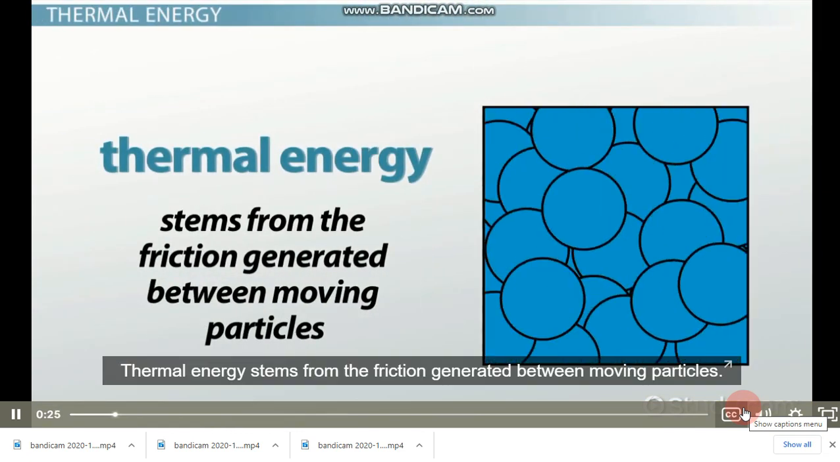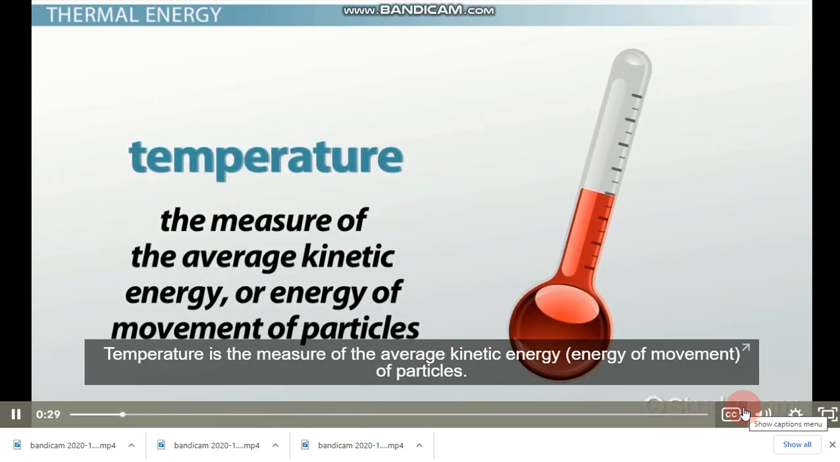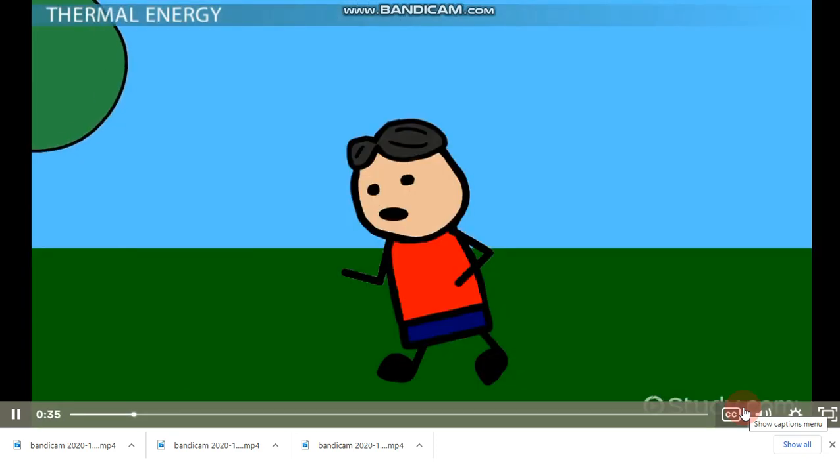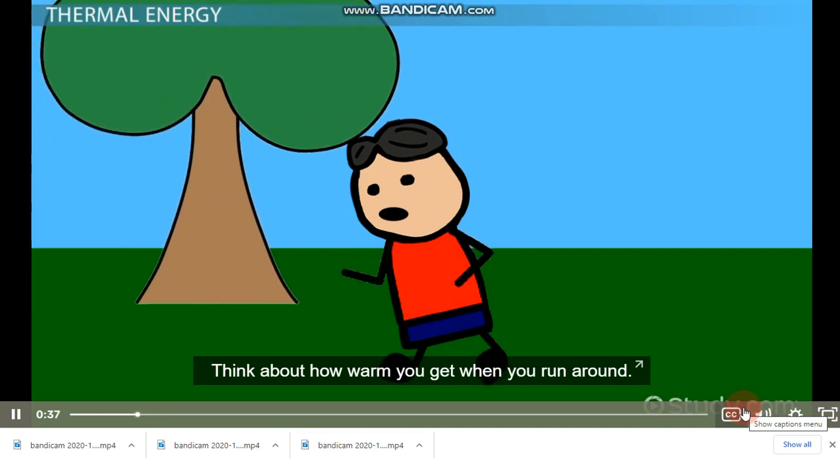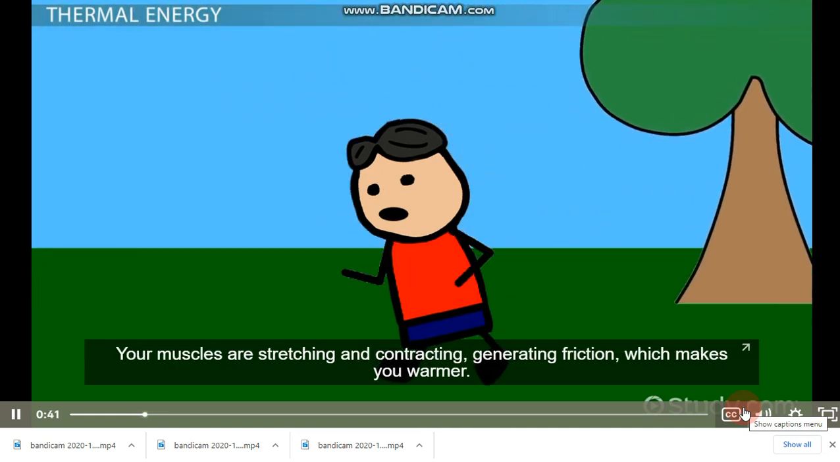Thermal energy stems from the friction generated between moving particles. Temperature is the measure of the average kinetic energy, or energy of movement, of particles. The higher the kinetic energy, the more heat generated. Think about how warm you get when you run around. Your muscles are stretching and contracting, generating friction, which makes you warmer.